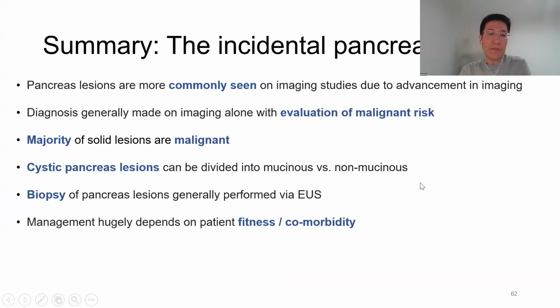Just a summary, pancreas lesions are very commonly seen. Again, we're doing so many more scans, and they are much better at picking up these smaller lesions. And we base all our diagnosis mostly on imaging and evaluate the malignant risk of patients' risk factors. And the majority of solid lesions are malignant, so we do worry about the solid lesions, but the cystic pancreas lesions are mostly benign, and obviously depending on what subtype they have.